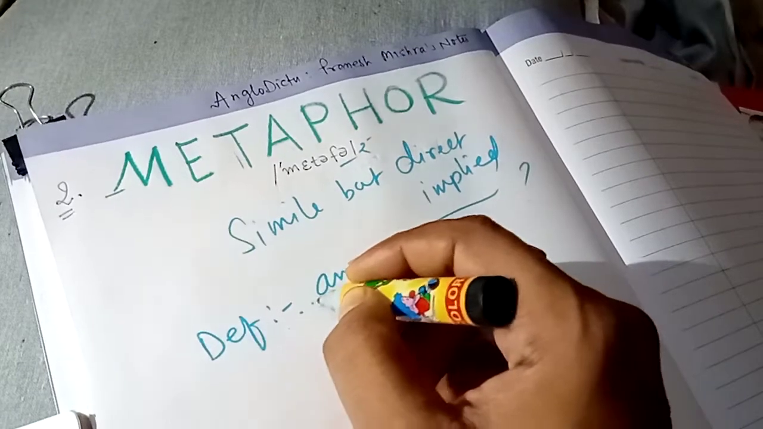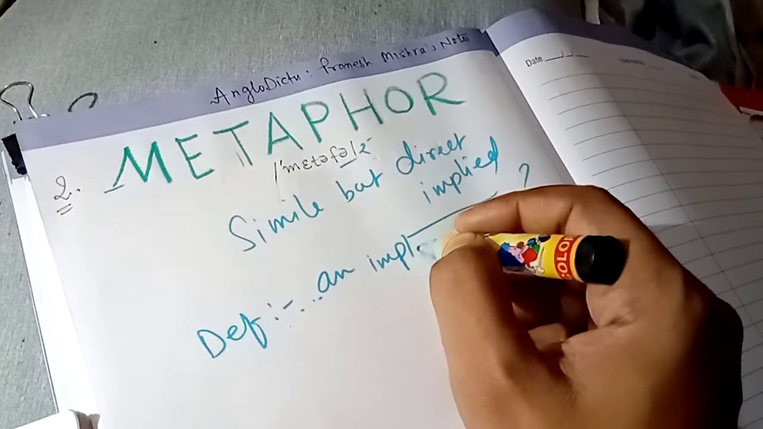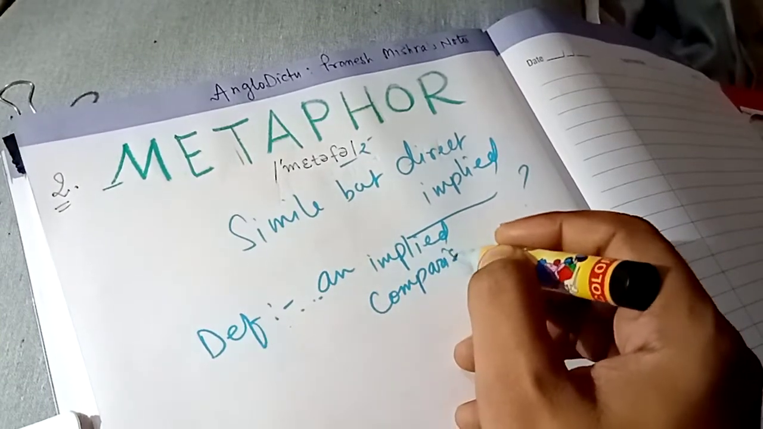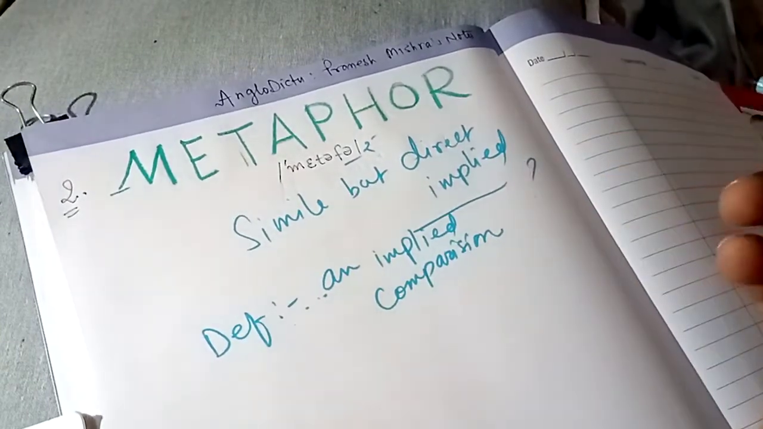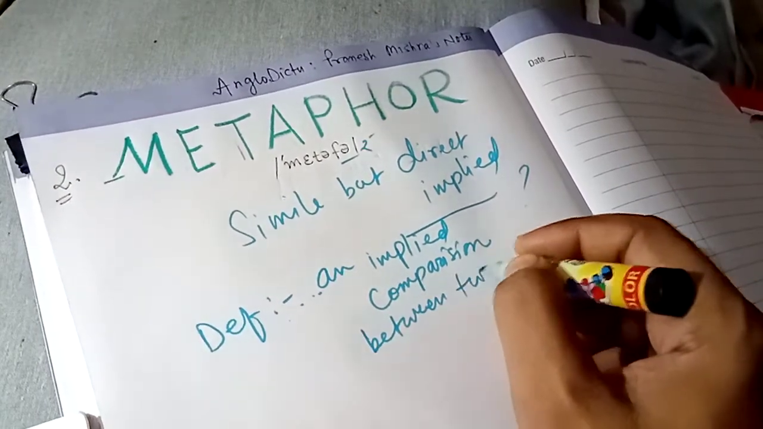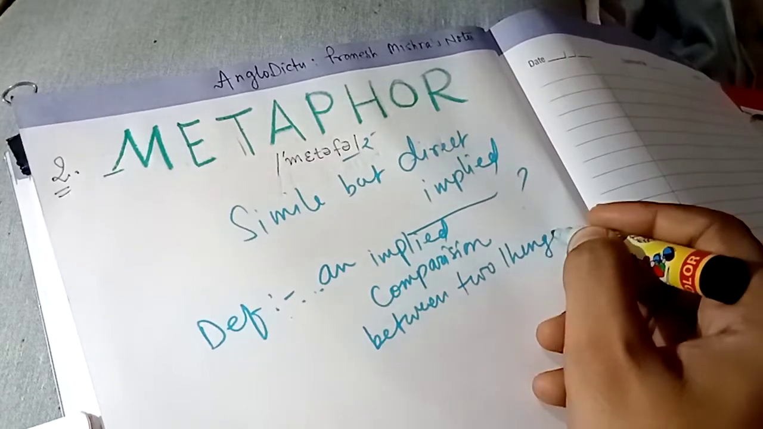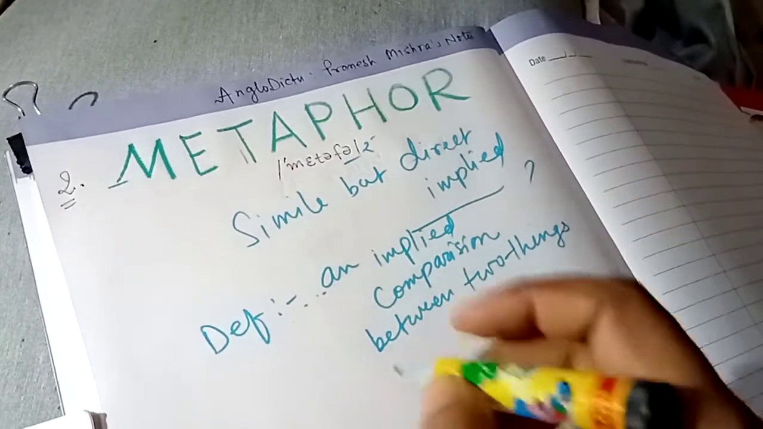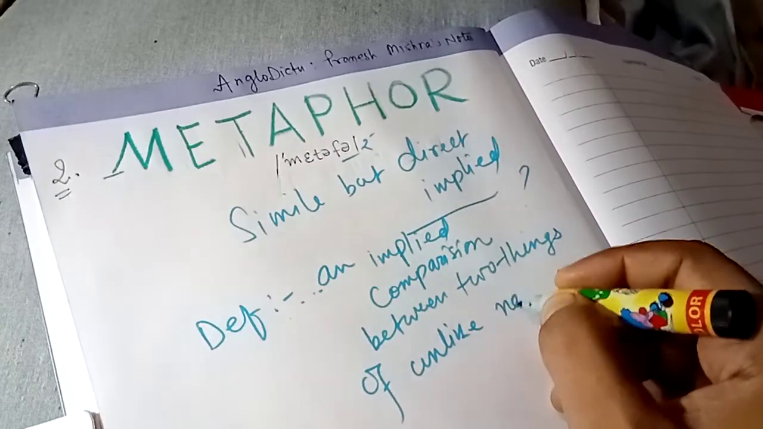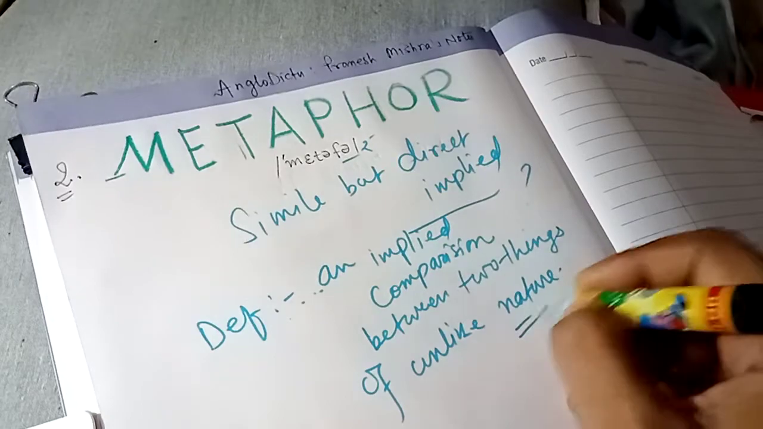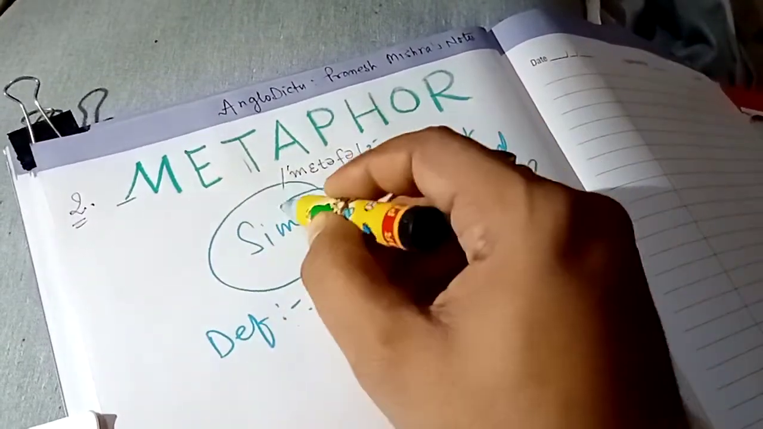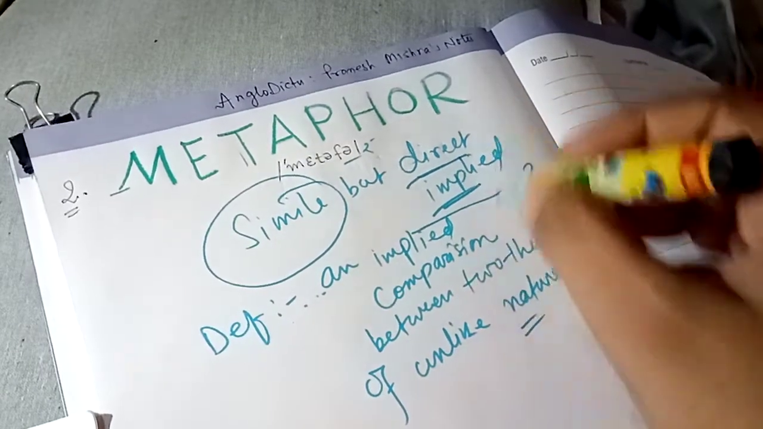An implied comparison between two things of unlike nature, like simile but direct, implied. Like simile but direct, implied.